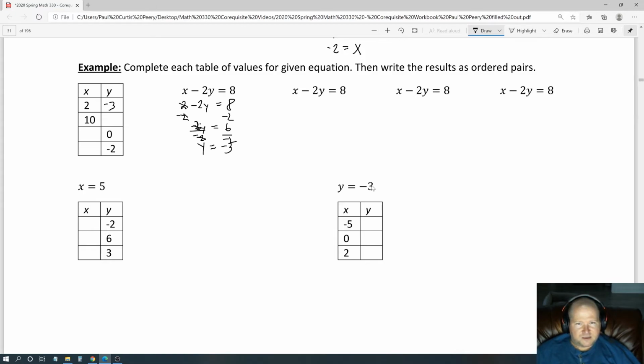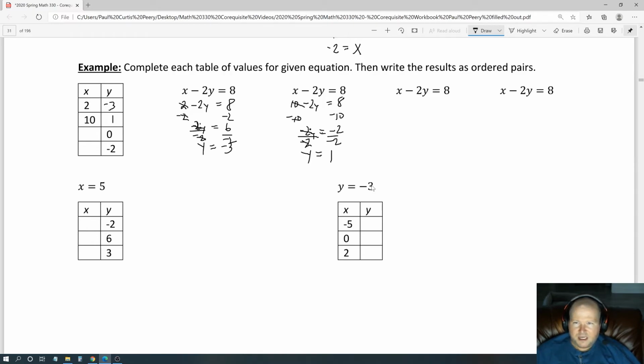Do the same thing on the next one. Now we have a 10. 10 minus 2y is equal to 8. Minus 10, cancel, cancel. Negative 2y is equal to negative 2. We undo the multiplication of y by negative 2 by dividing by negative 2. Whatever we do to one side, we do to the other, leaving us y is equal to 1.